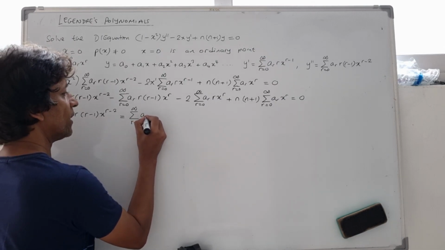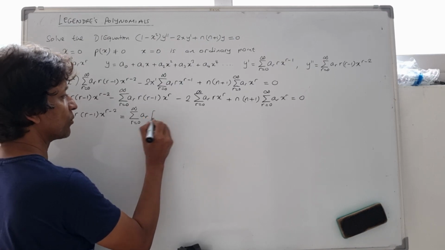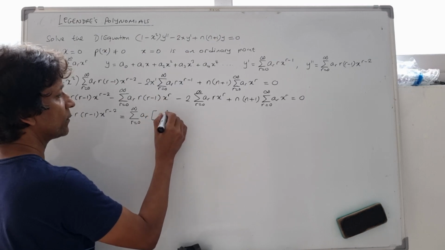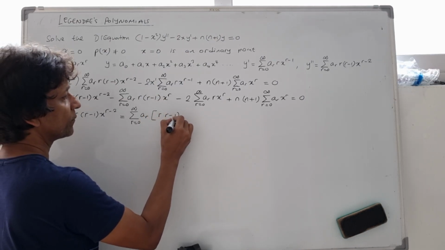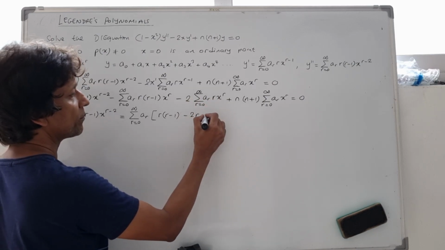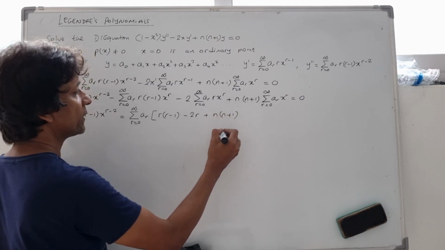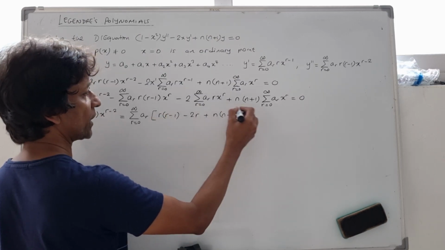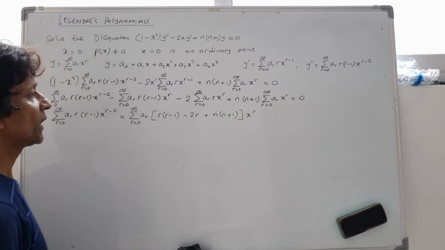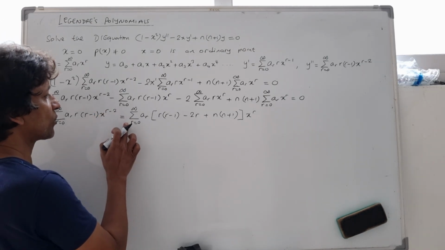So summation AR can be outside, and then inside the expression I'm going to get r into r minus 1, minus 2 times r, plus n into n plus 1, times all of that x to the power of r. Interestingly, this was minus, comes here, becomes plus.